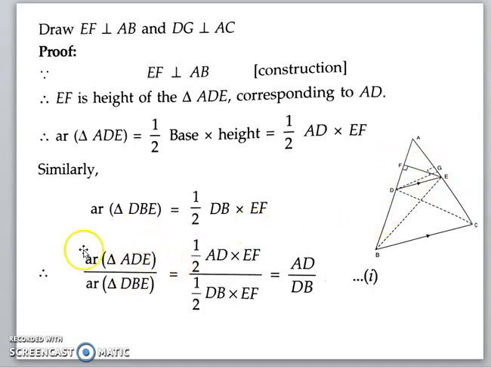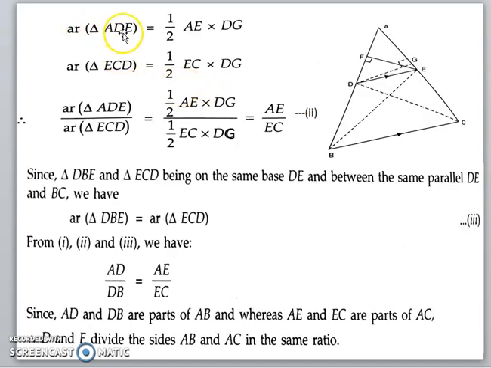Next I have to write ratio of these two areas. Area of triangle ADE by area of triangle DBE is equal to half into AD into EF upon half into DB into EF, which we have already found. Now here EF and half, numerator and denominator, I can cancel out and I will get AD by DB. So this ratio I am going to write as 1. This relation which I have got is 1.